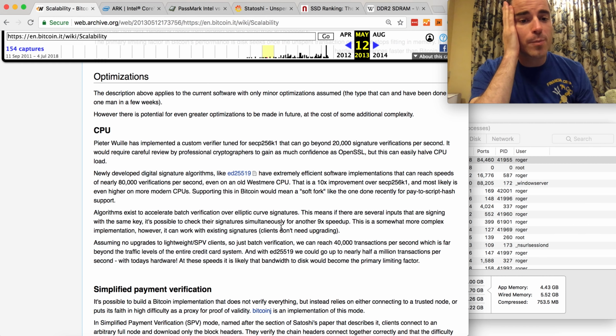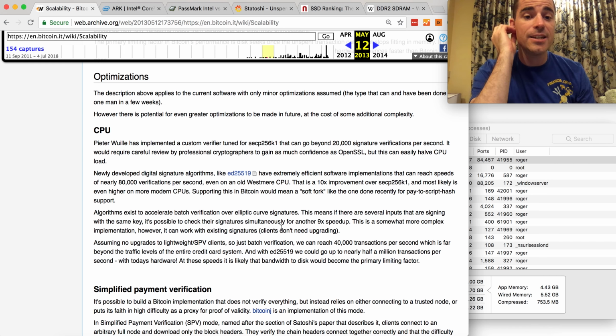The newly developed digital signature algorithms like ED25519 have extremely efficient software implementations that can reach speeds of nearly 80,000 verifications per second, even on old Westmere CPUs. That is a 10 times improvement over SECP256K1, and most likely is even higher on more modern CPUs, right? And this was written back in 2013, so of course it's even higher on newer CPUs that came out between now and then.